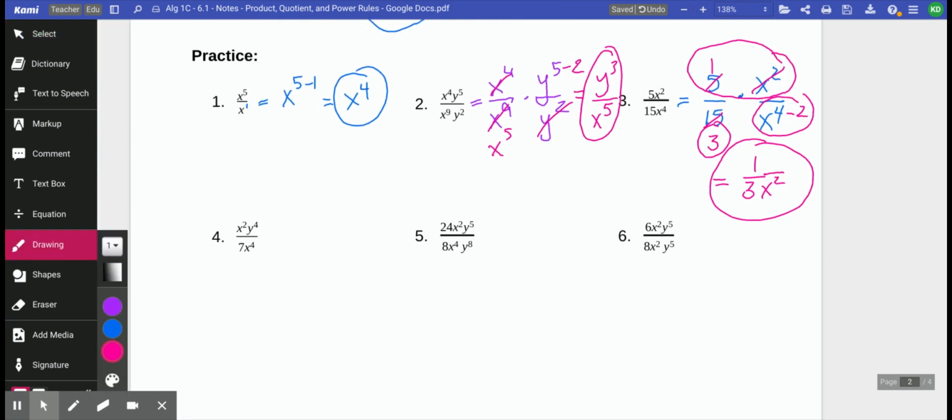All right, I'll do some more examples. If you think you know what you're doing, you can skip ahead to the next section.